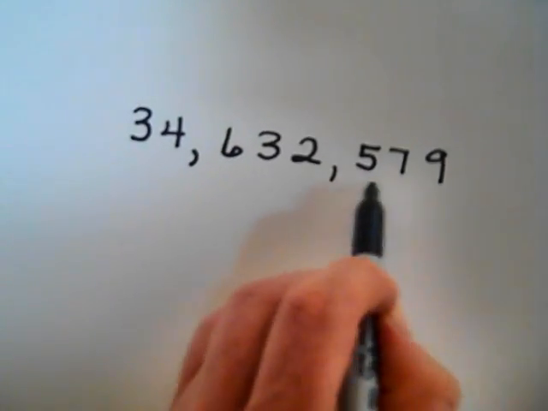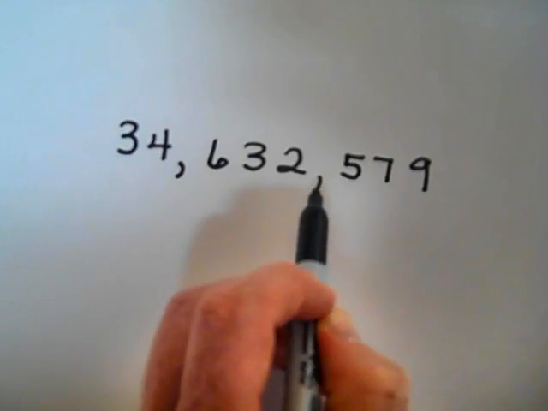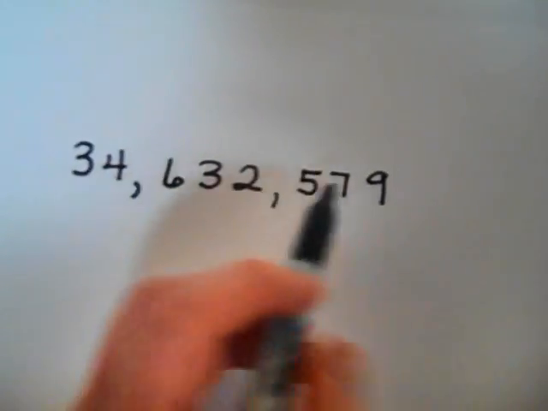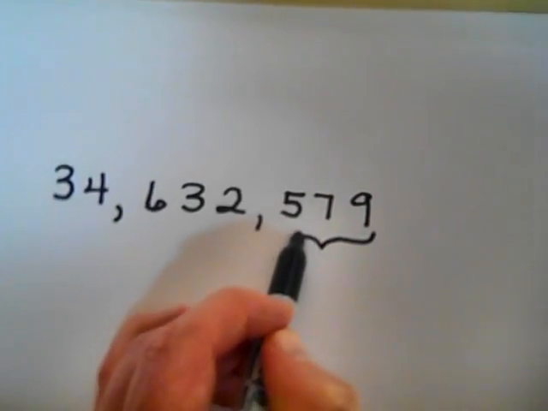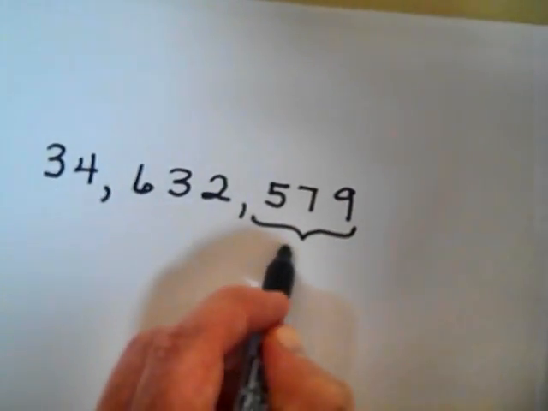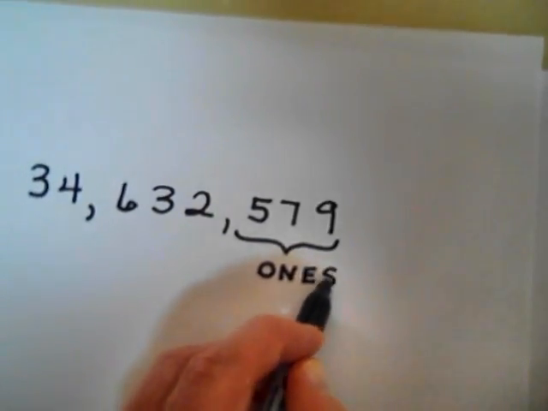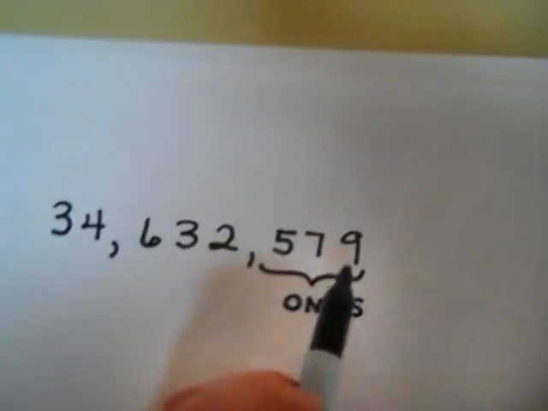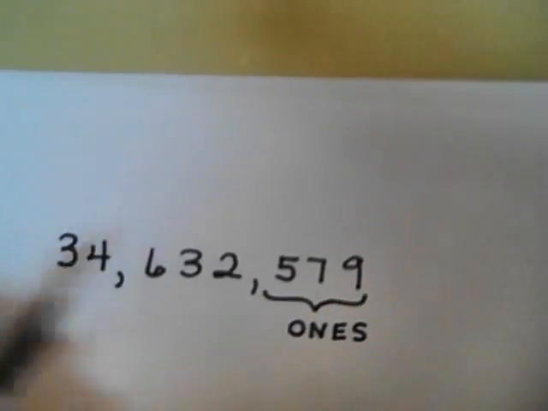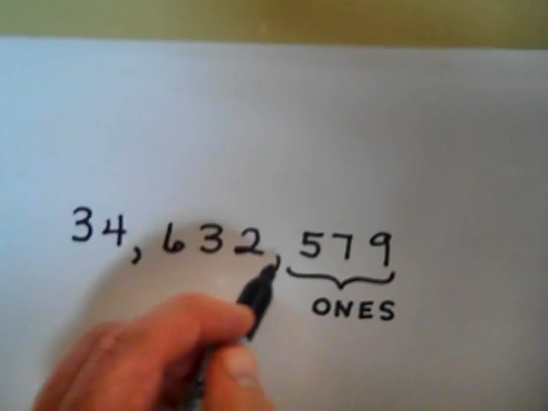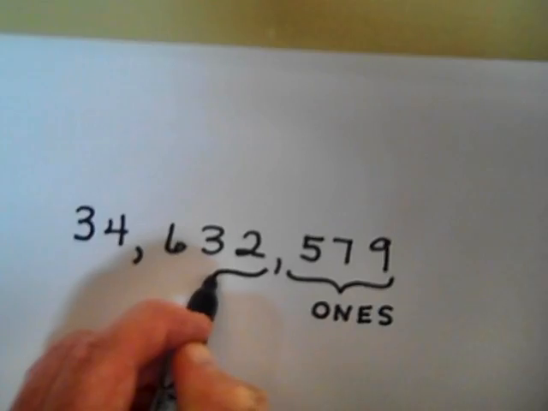Now remember in class we talked about that every three numbers that are separated by a comma is called a period. So if I look at this first set of three digits, we're going to call that the ones period. So again, three numbers make up what we call a period, and this happens to be called the ones period.